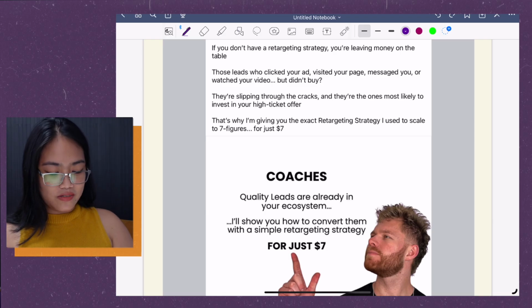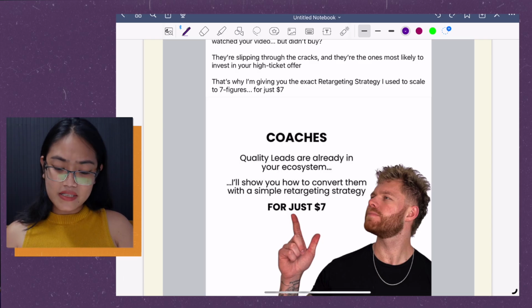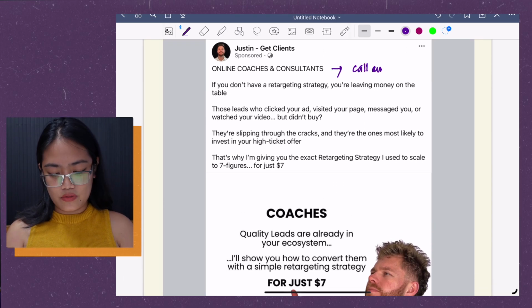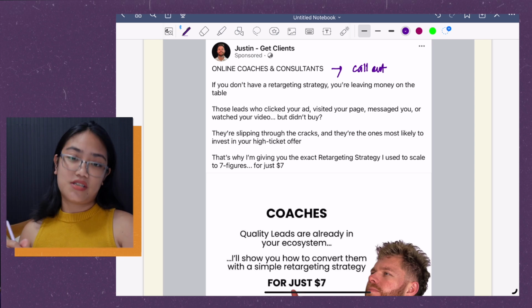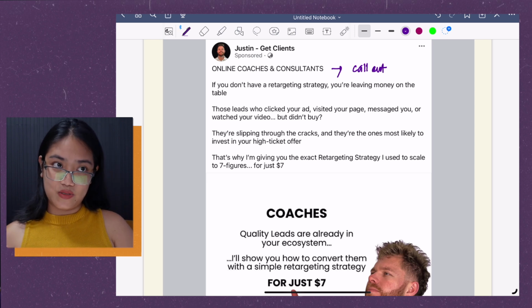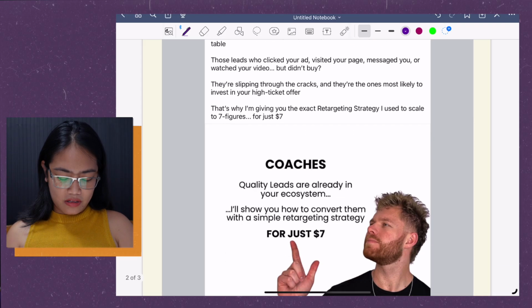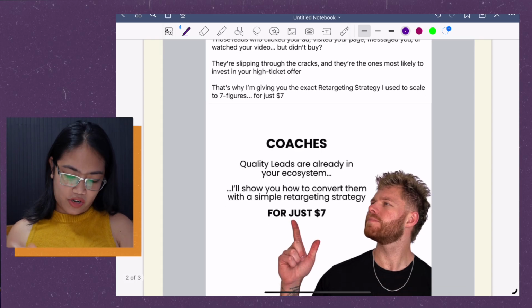That's why I'm giving you the exact retargeting strategy I used to scale for 7 figures for just $7. This copy is good, I feel like, because there's a call out. That's great, right? We use that a lot. And it's very easy also for the Facebook algorithm to identify who your audience and target market is, because it's already in your copy, which is a good thing. So with the copy, it's short, simple. And if this is a retargeting ad, sure.